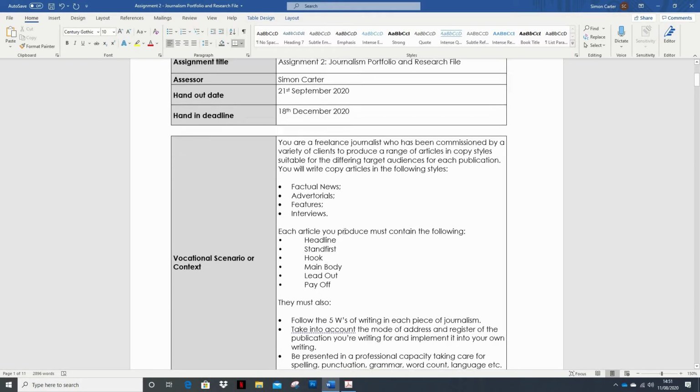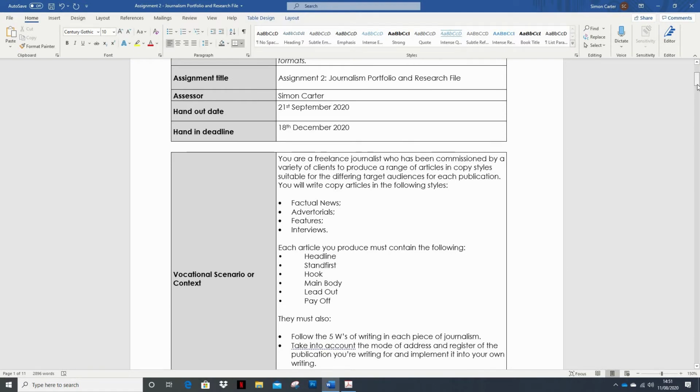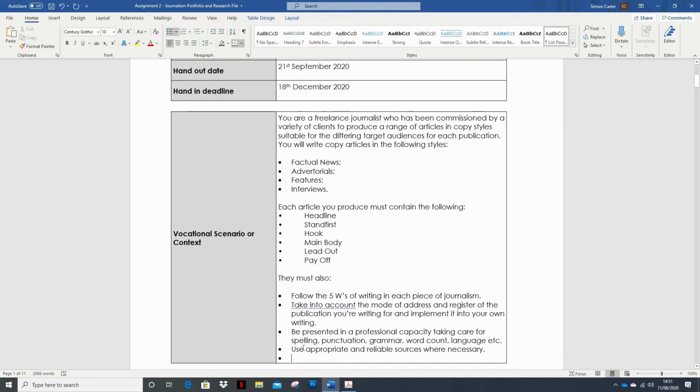We've also got this vocational scenario or context. Now this is going to be different for every single assignment that you get, so I'm not going to bother reading through this because it's all different. But every assignment you do is going to be put in some sort of vocational scenario, because don't forget this is a vocational course you're doing, so we want to make it feel like a real working brief. The kind of thing that you would be expected to do if you were working in the actual industry itself. So all this is here is just a scenario that you're working towards. It's a very, very vague overview of the assignment. It doesn't go into that much detail, but it's putting it into real world context.